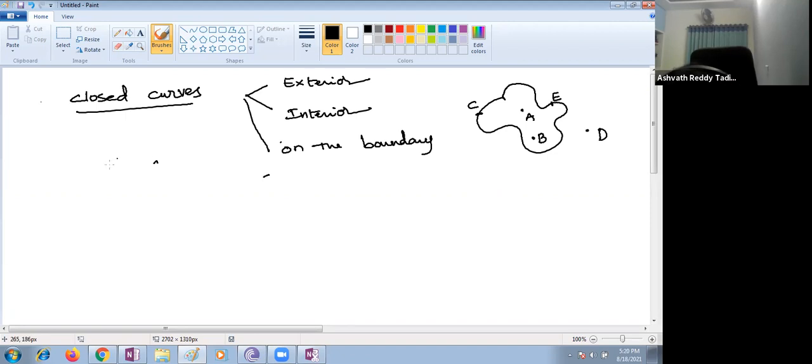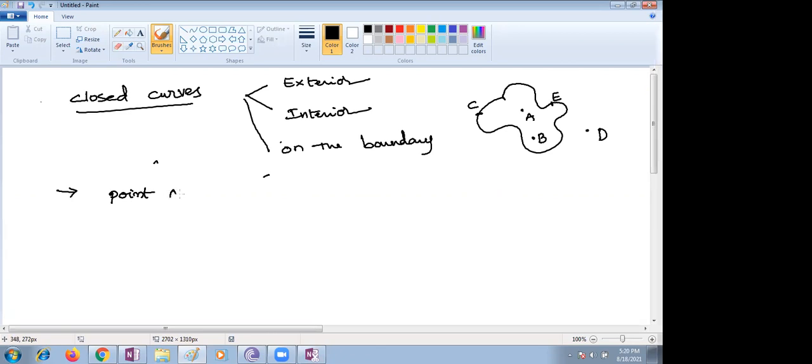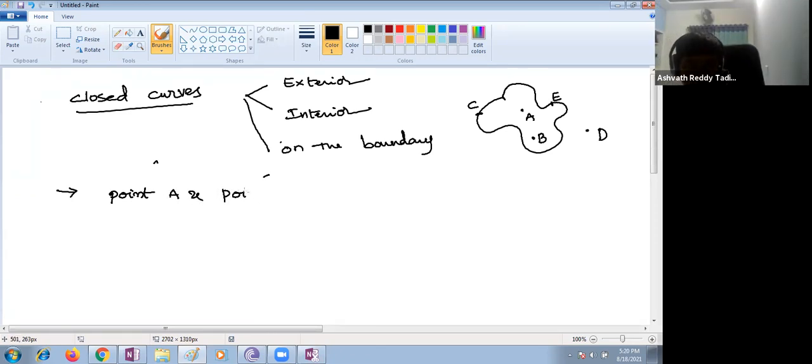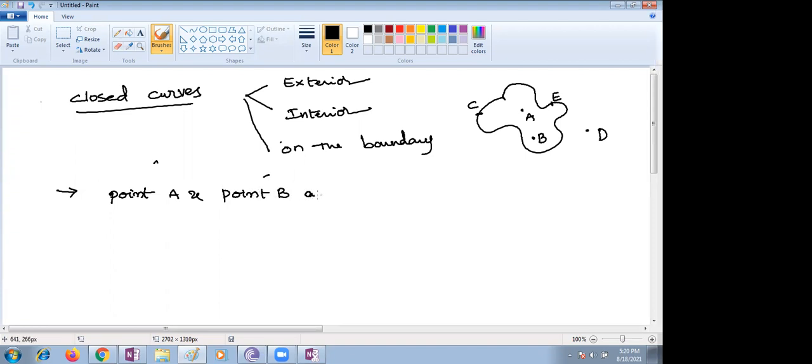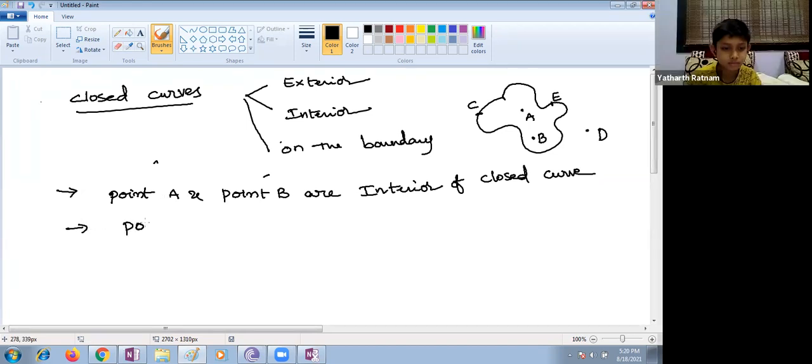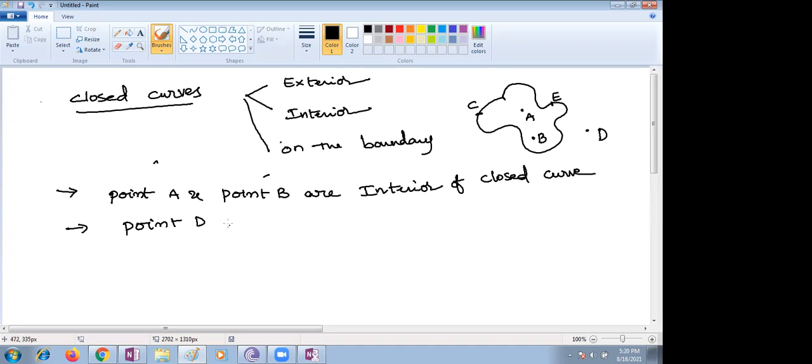Exterior, interior, and on the boundary. Point A and point B are inside the portion or outside the region? They are in the interior. So we can take it that points A and B are the interior of a closed curve. What are exteriors, children, here? Point D is outside. Point D is outside of the closed figure. That means point D is exterior.